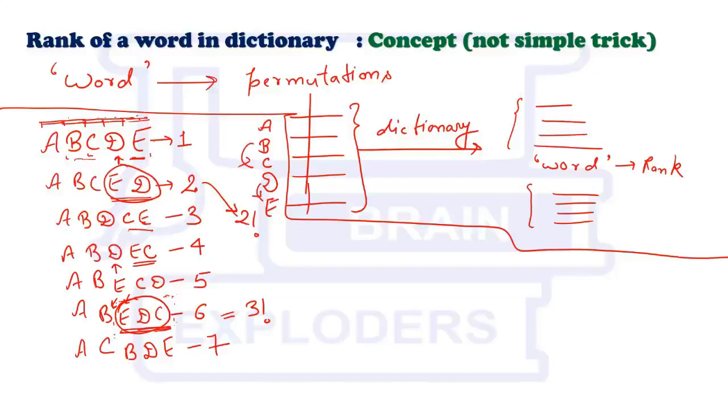So one thing that we will keep doing in finding the rank: words starting with AB are equal to the permutations of the letters which are written to its right, 3 factorial.